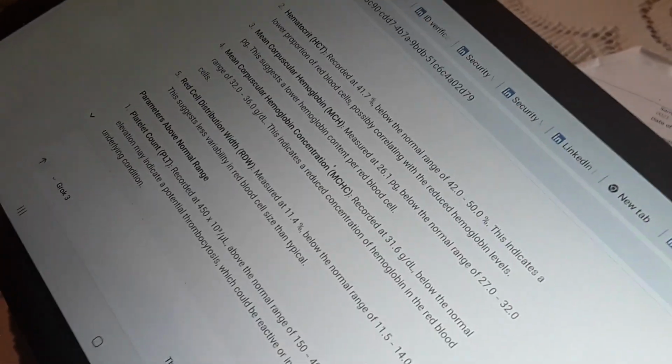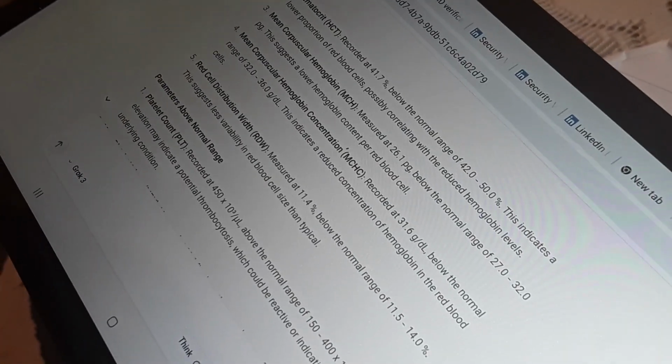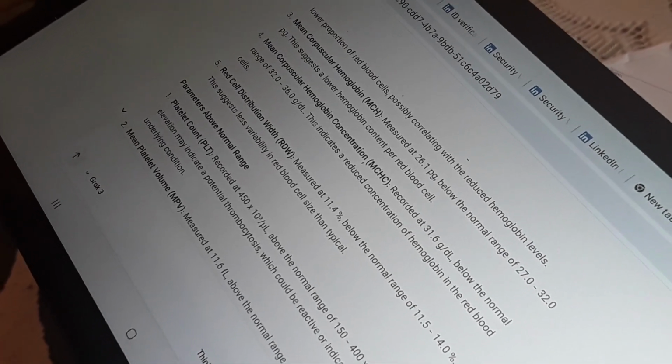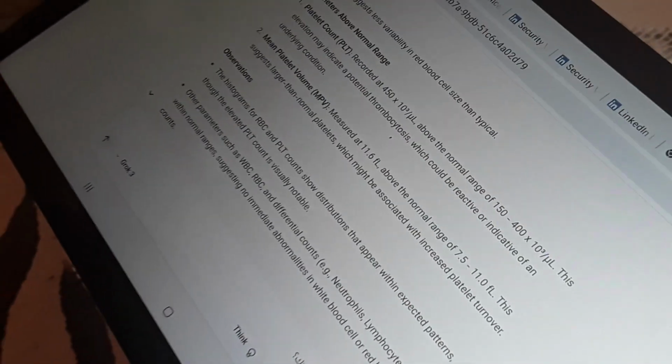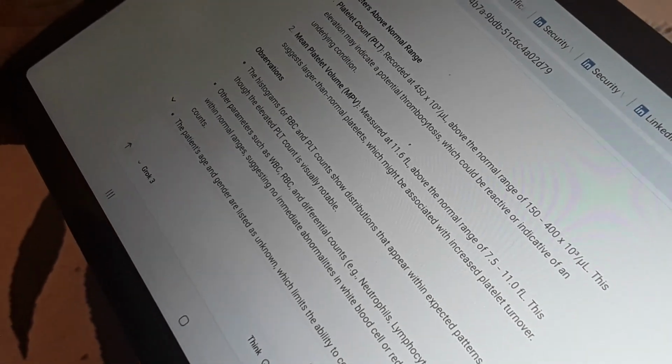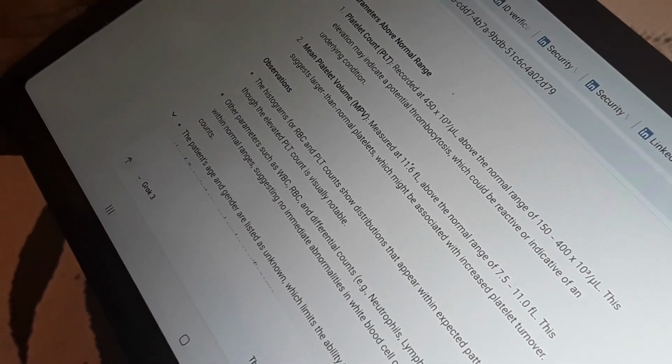So mean hemoglobin measured at 26.1, below the normal range, and suggests lower hemoglobin content. So this is below. Parameters above, which is PLT, above the normal. This elevation may indicate potential thrombocytosis, which could be reactive or indicative of an underlying condition.